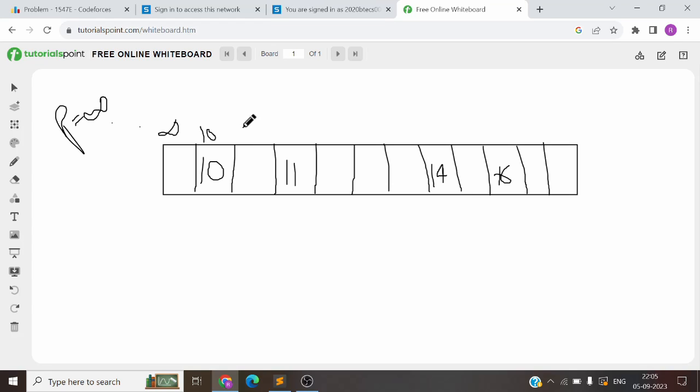So can we say it will be the minimum of 11, comma, since there is nothing, there is an infinity. There is nothing, so we can say there is an infinity. So at this particular point, the minimum temperature will be 10 plus 1 comma infinity, and the minimum is 11.